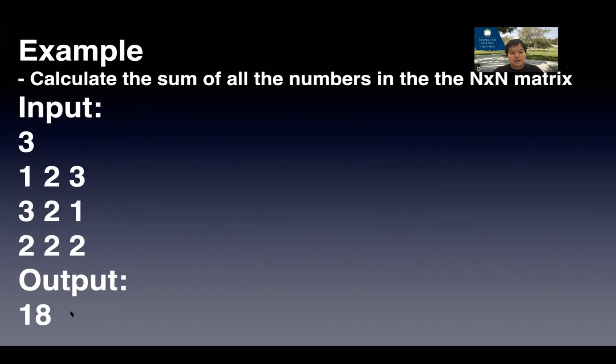2 times 2 is 6. So the total output is 18. All right. Again, this is a fake question. It's really easy. I just want you to know how this one works. Okay, so any question about this question here?